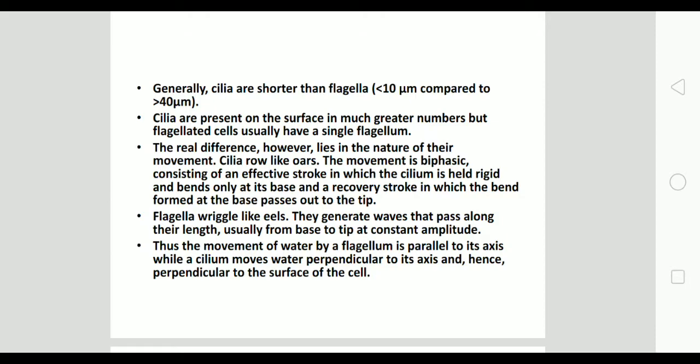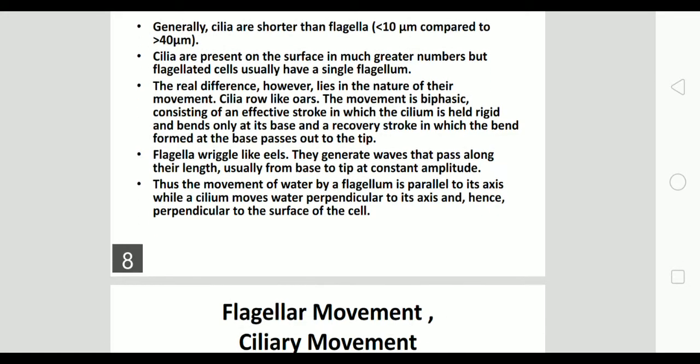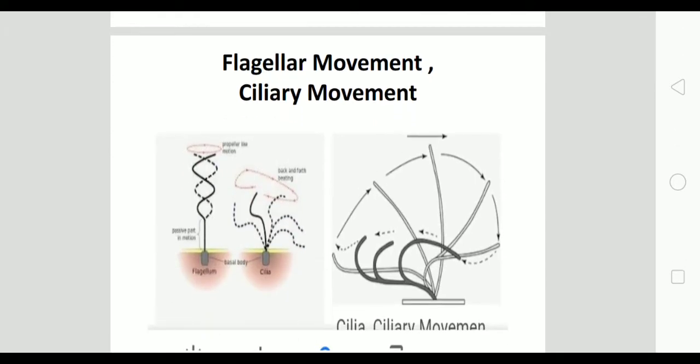The flagella wriggle like an eel fish. They generate waves that pass along their length, usually from the base to the tip. Constant amplitude is developed. Thus, movement of water by a flagellum is parallel to its axis, while a cilium moves water perpendicular to its axis, hence perpendicular to the surface of the cell. It can be best understood with the help of an example or the schematic diagram.